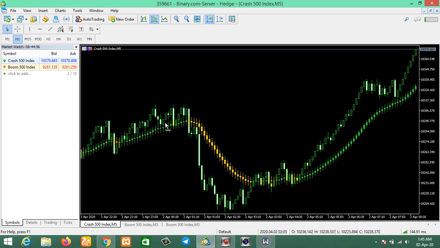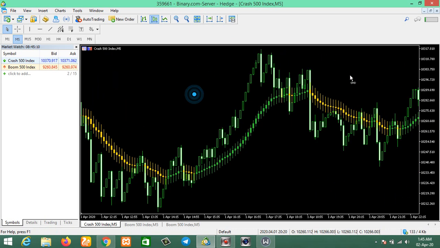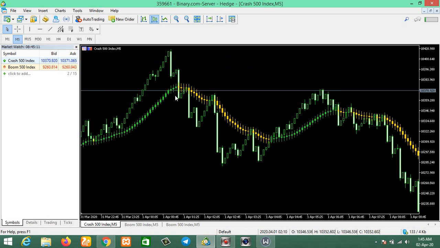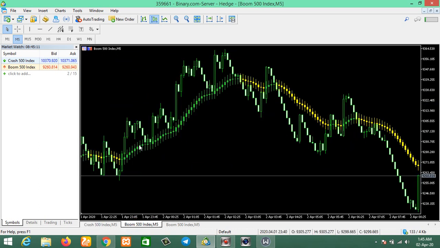So this is what I explained yesterday using this awesome indicator on the crash. I used it to explain crash yesterday, so I'll just go to boom and explain it with boom as well. So now let's go to boom. This is our boom here. I'm using the 5-minute time frame. So how can we use this to trade on the 5-minute time frame?